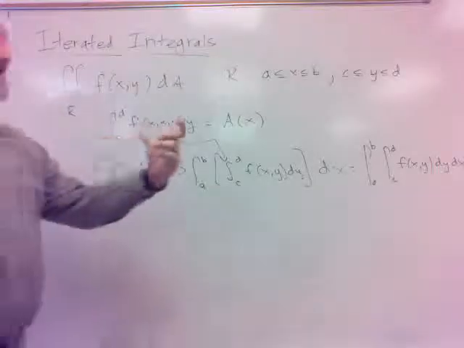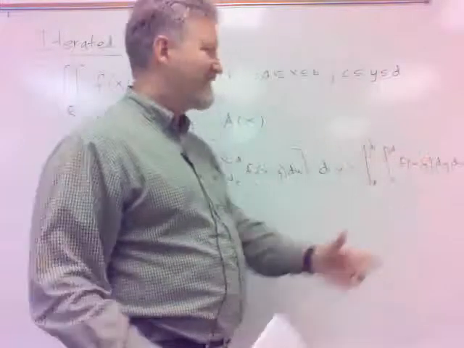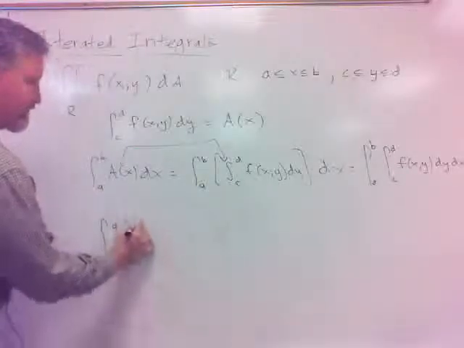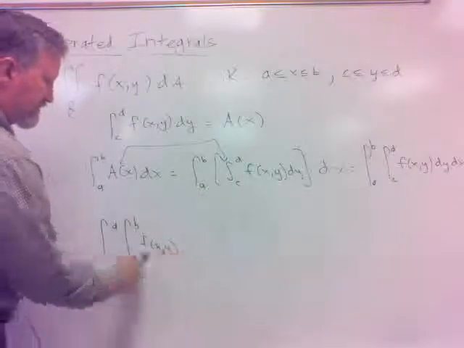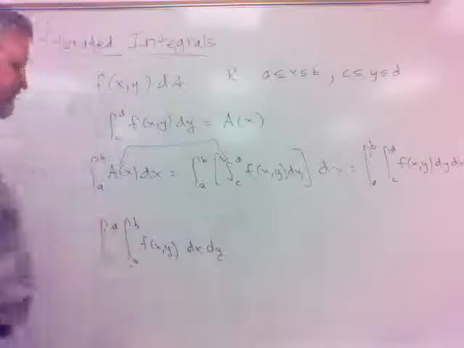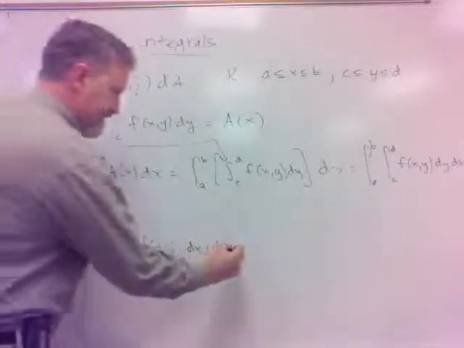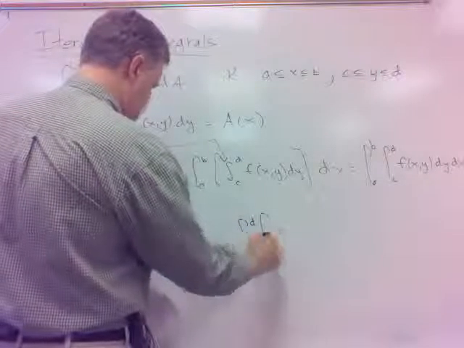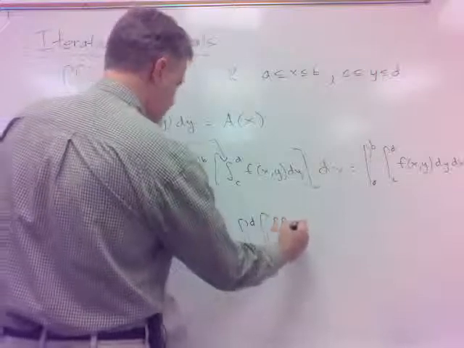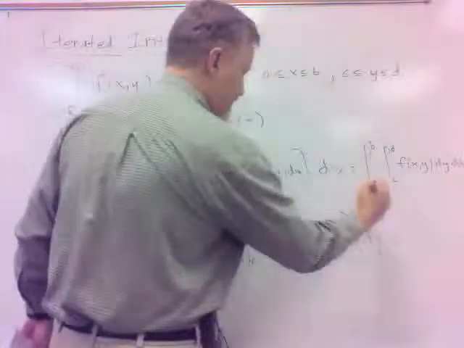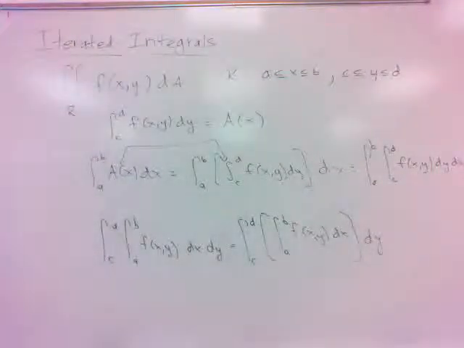Similarly, we could flip things around. We could do the integral from c to d, then the integral from a to b, f(x,y). So now I'm going in the x first, right? So I've got dx first and then dy. But it's evaluated similarly. Do the integral c to d of the integral from a to b. Okay? So it's not that bad.